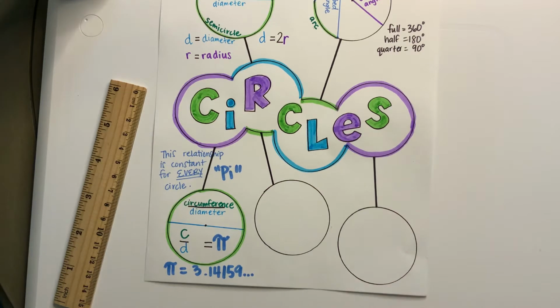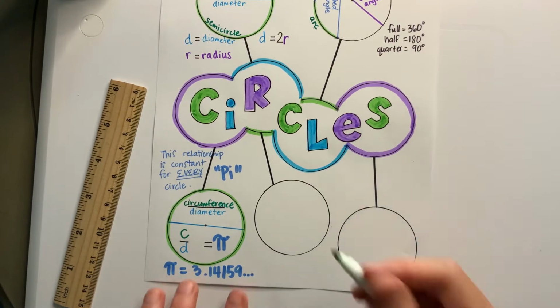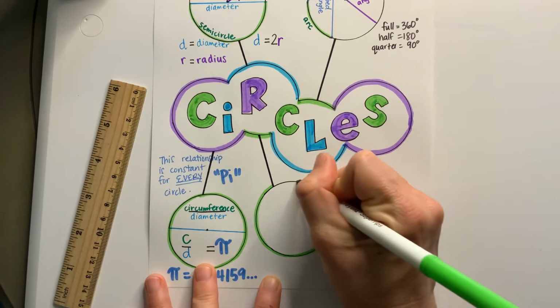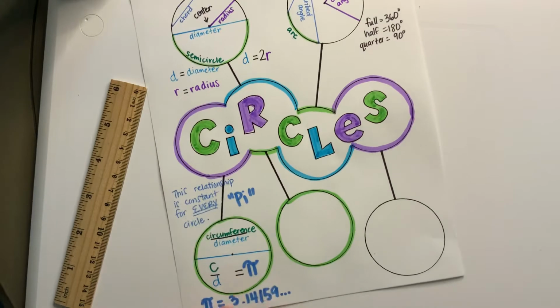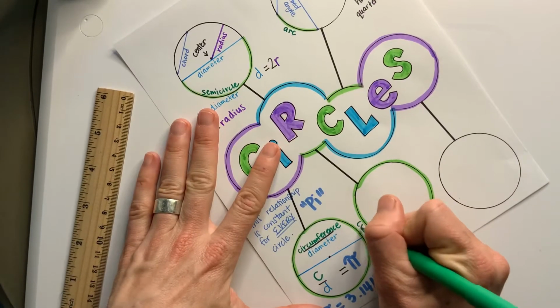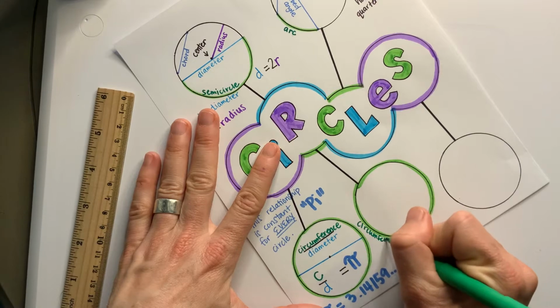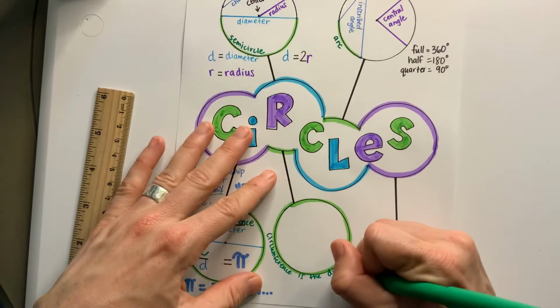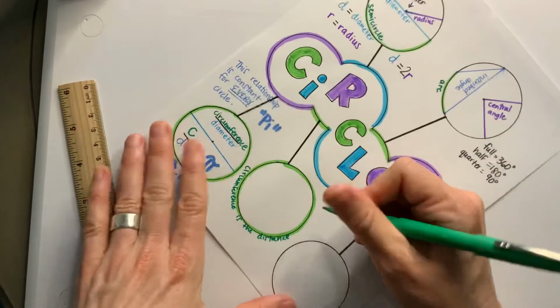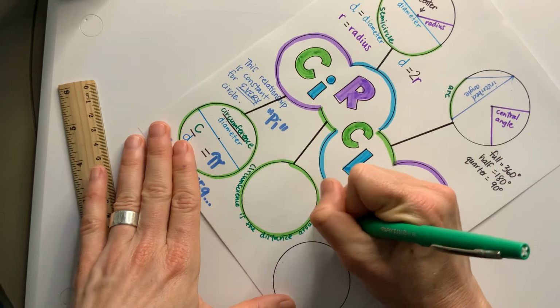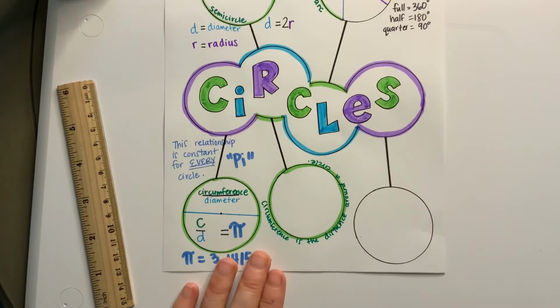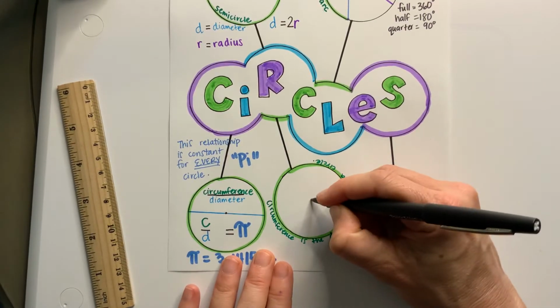All right, so in this next circle, we are going to be looking at the formula for finding the circumference of a circle. So remember, the circumference is the distance around the edge of a circle. You can think of it like the circle's perimeter. So we'll go ahead and write that here. Circumference is the distance around a circle. Okay, and we'll go ahead and put the center here in our circle.